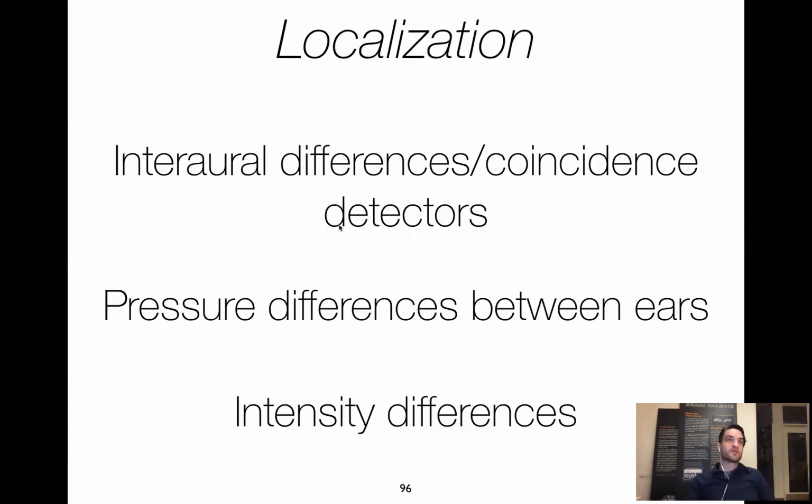Okay, so sound localization is thought to be from these intraoral differences, coincidence detectors. These alone won't do it, so then you can also rely on pressure differences and intensity differences. I just realized I think these are in the opposite order of the way that we went into them.